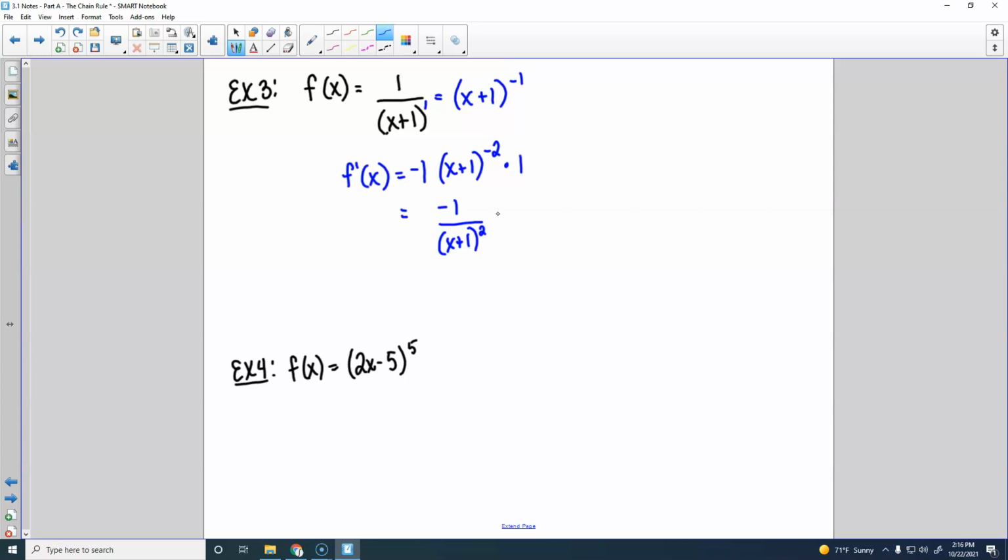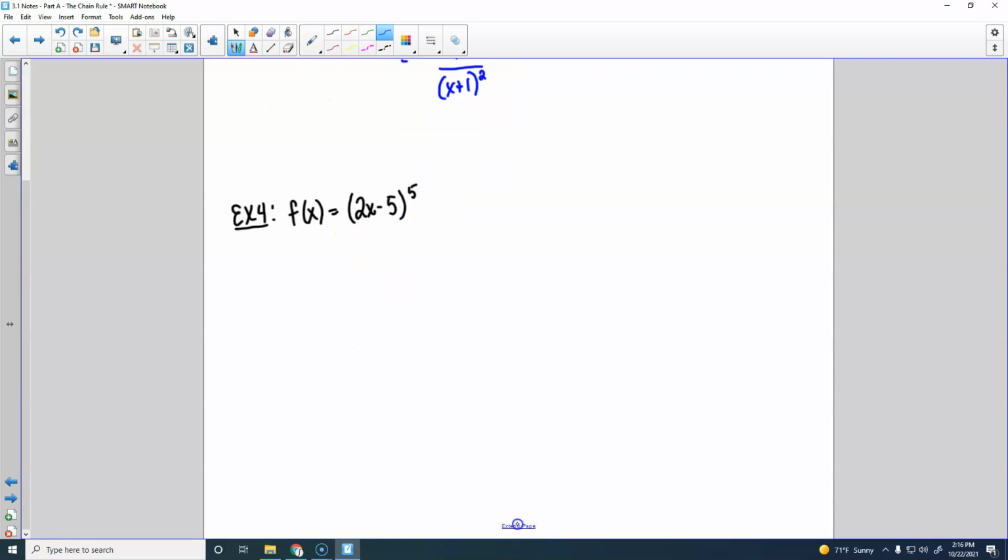But there are lots of times I would prefer to use the quotient rule now. And you can still use the quotient rule. You'll get the same thing if you do it correctly.